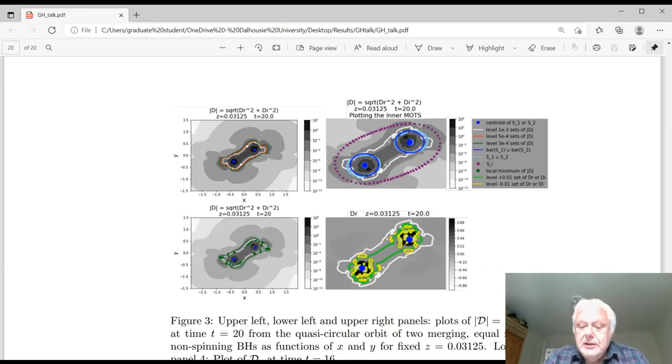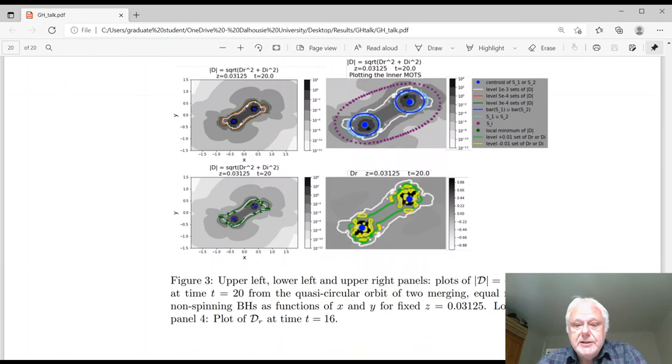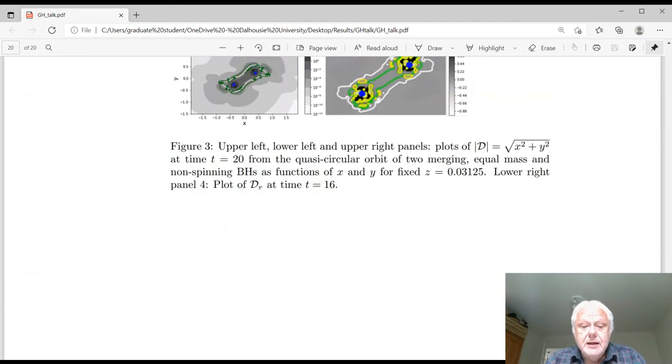So the conclusion is, firstly, by looking at the values of these scalar curvature invariants, we may be able to learn something interesting about black hole mergers. And there is a little bit of a hint that this geometrical horizon notion may actually be quite useful, that we may actually be seeing surfaces which have the characteristics of a horizon.